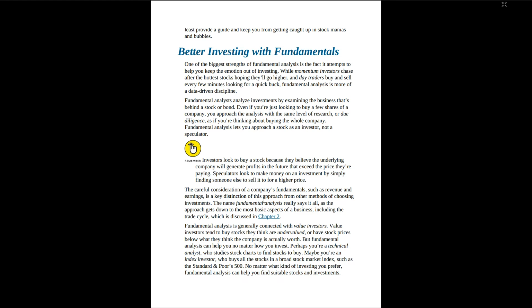Perhaps you are a technical analyst who studies stock charts to find stocks to buy. Maybe you are an index investor who buys all the stocks in a broad stock market index such as the Standard and Poor's 500. No matter what kind of investing you prefer, fundamental analysis can help you find suitable stocks and investments.